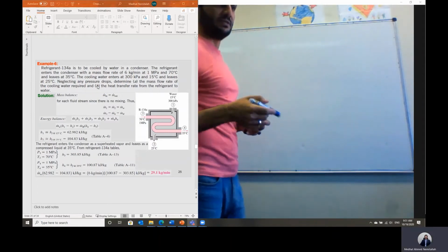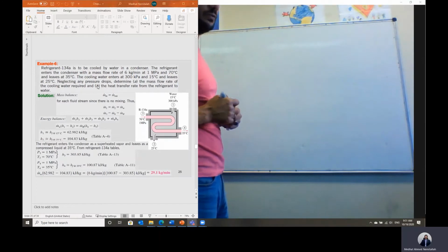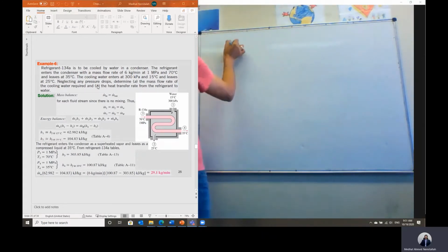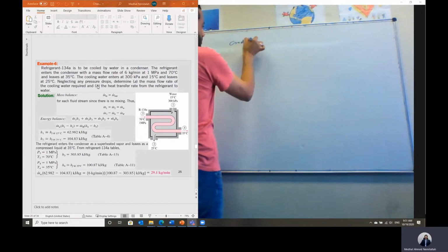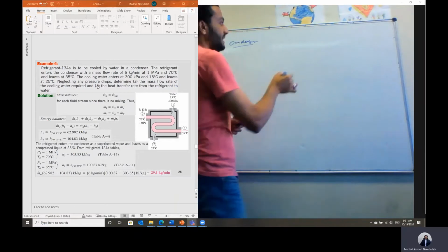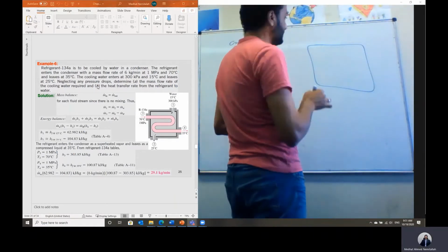Here, in this example for the heat exchanger, we have refrigerant 134A being cooled by water in a condenser. So the condenser is a kind of heat exchanger. That means we have a heat exchanger in this case. And in this heat exchanger, we have hot refrigerant coming.